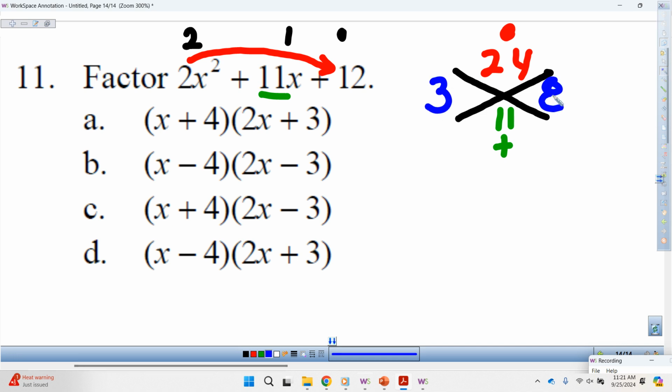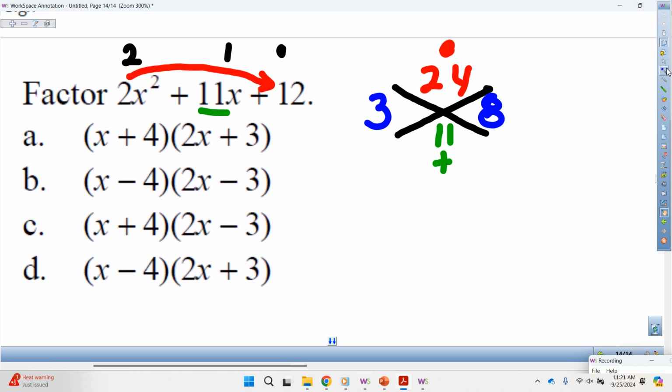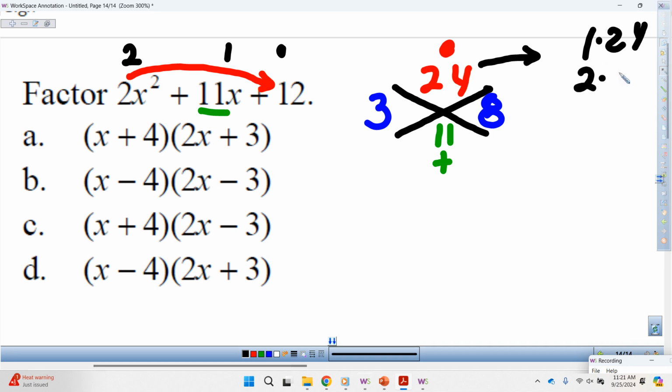3 and 8. Yes? And here's one that some of you, somehow your brain gets stuck. If you get stuck with these, remember, start with this number and start with the smallest number to multiply. 1 times 24. 2 times 12. 3 times 8. 4 times 6. 5 times nothing. 6 times 4, and then they repeat and they go backwards. There it is. So from there, which of those pairs adds up to 11? It was 3 and 8.